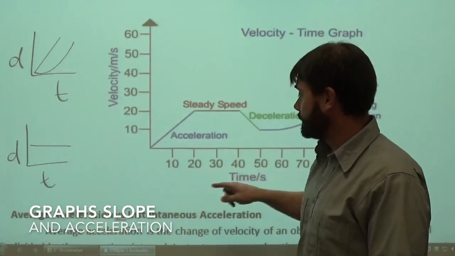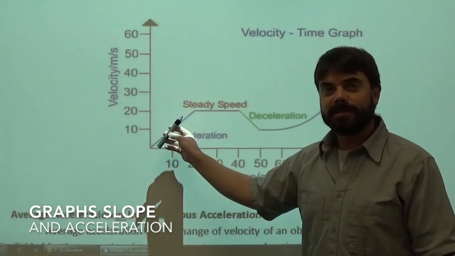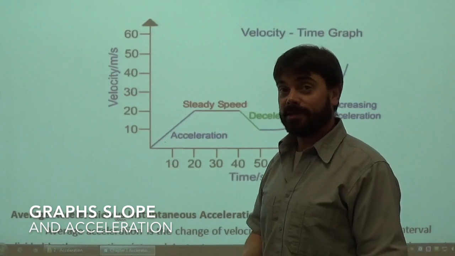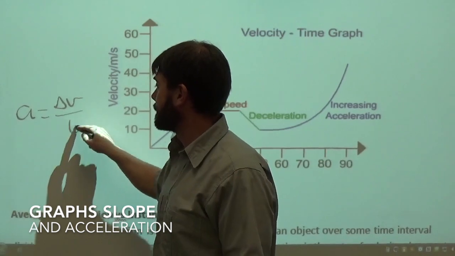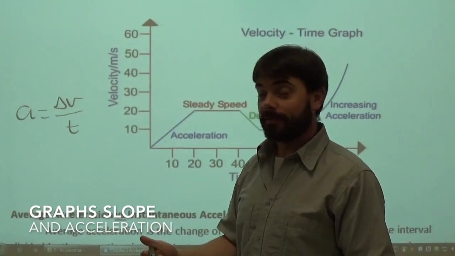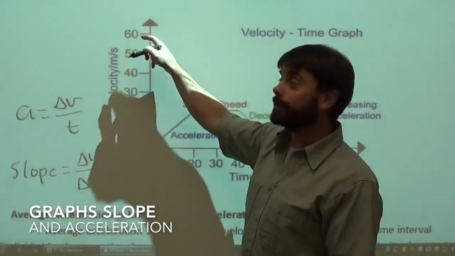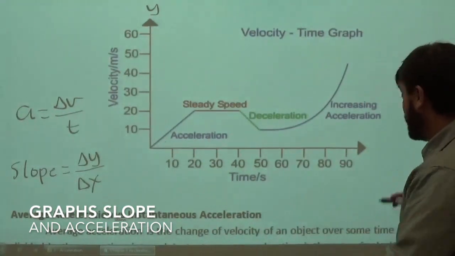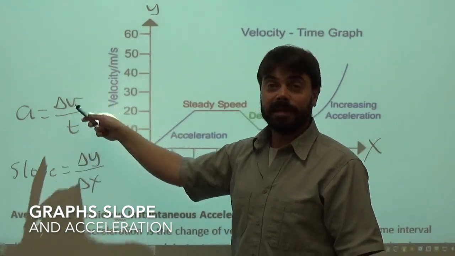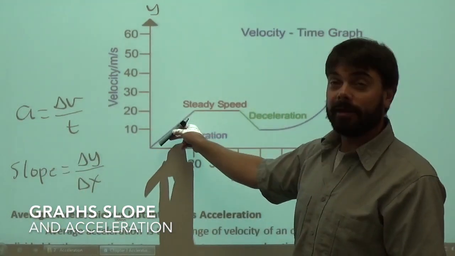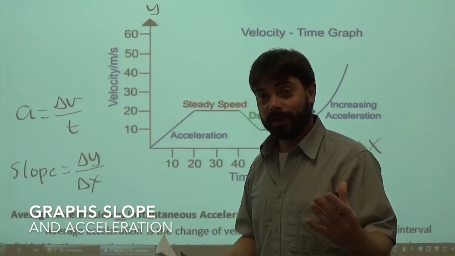These are velocity versus time graphs, so these are different. Straight lines that have a slope represent an acceleration. Remember, acceleration is change in velocity over time. Slope is change in y over change in x. This is your y, this is your x. The steepness of this line then represents change in velocity over time. So when you have a slope and it's straight, that just represents a constant acceleration.